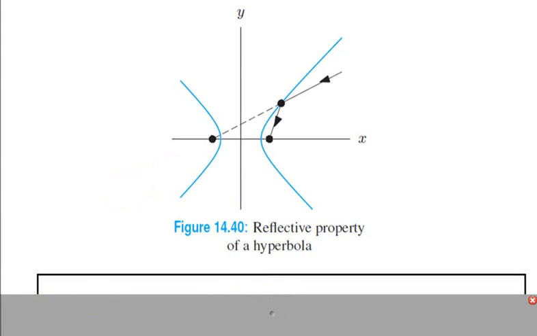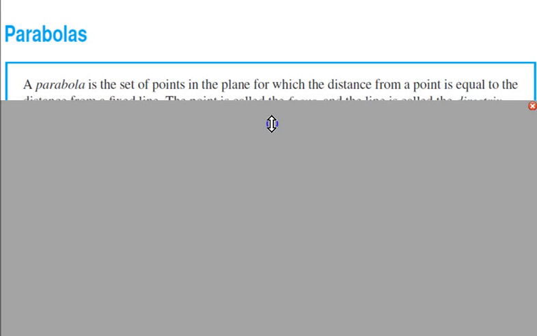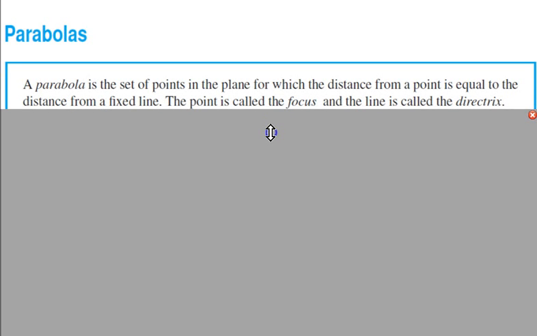Okay, and then let's talk about the last conic section that we haven't talked about, although we have experience with, parabolas. With ellipse, we have 2 focus points. In hyperbolas, we have 2 focus points. But with parabolas, we only have 1 focus point. And the definition of a parabola is it's a set of points in the plane for which the distance from a point, i.e. the focus point, is equal to the distance from a fixed line. So that point, which we call the focus point, and the line is called the directrix.